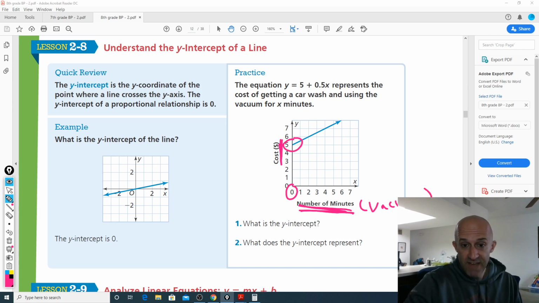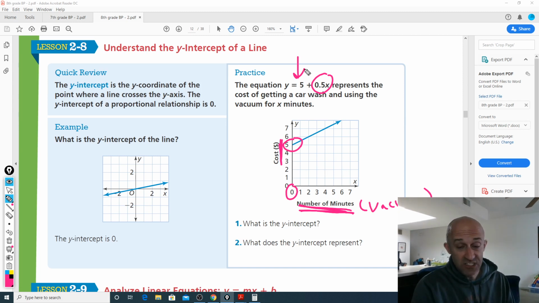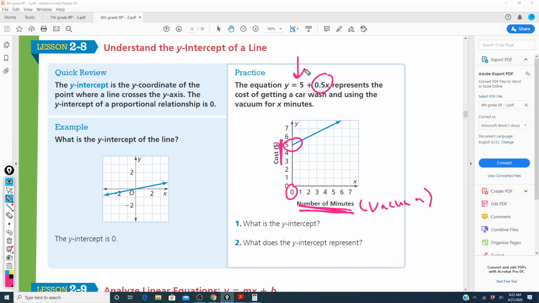Every minute you're using that vacuum, the price goes up, it looks like by 50 cents. So that slope is 50 cents, and then that y-intercept is 5. So the y-intercept represents the initial cost of getting a car wash. That cost of a car wash is $5.